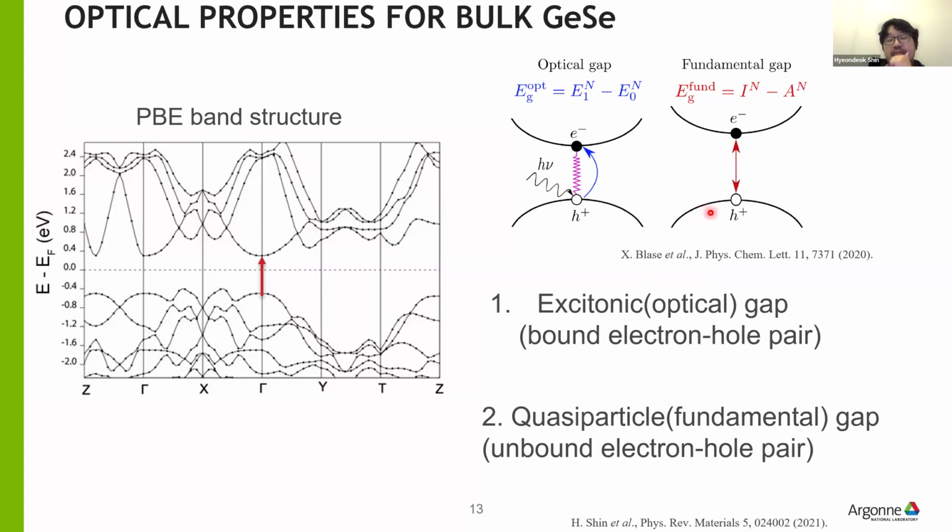This process is roughly equivalent to pulling the electron-hole pair infinitely apart. So there is no Coulomb binding in the quasiparticle gap, so it is called an unbound electron-hole pair. Now I will tell you how we can calculate the optical gap and the quasiparticle gap using QMC.